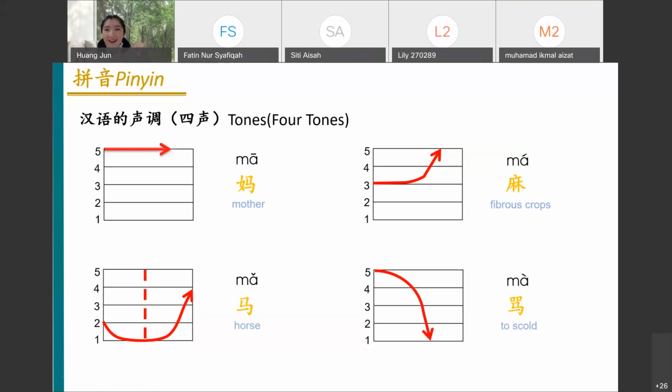Very good. So if you don't know how to pronounce it, you can use your head to help you by moving your head like this way. Then your voice will change. So let's try it. Ma. Very good. That number 3, you can nod your head like this. Ma.